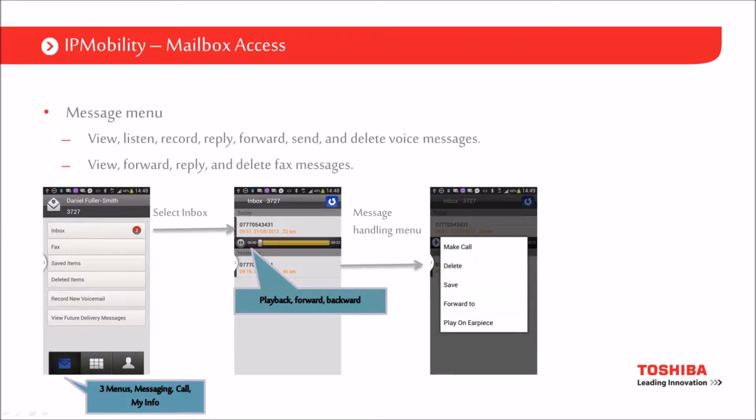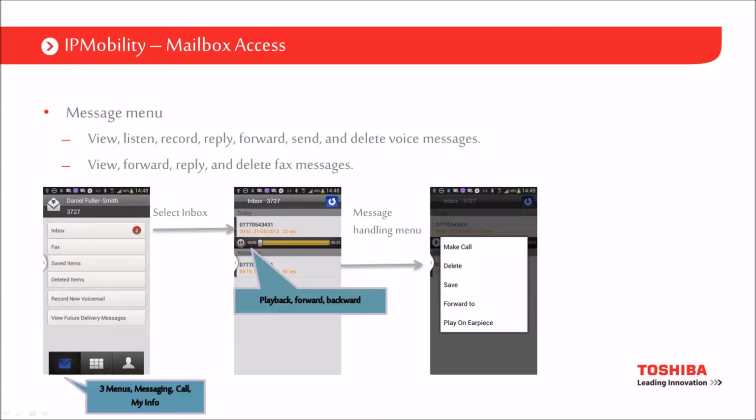So a quick look at the mailbox part of it. If you brought the menu up, that's the screen you now get. You get inbox, and you can see there I've got two mailbox messages. I've got fax underneath it. I've got saved and deleted items. I can record a new voicemail message, and I can view future delivery messages that I've set up to send in the future. I can see which ones they are if I want to administer them at a later date.